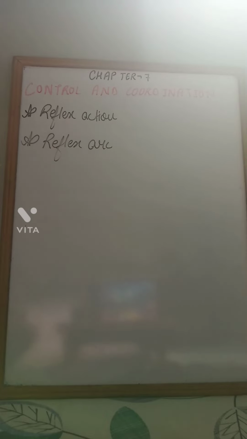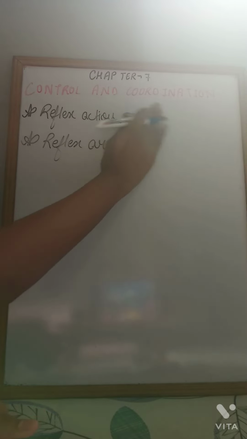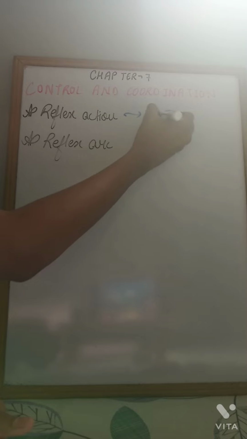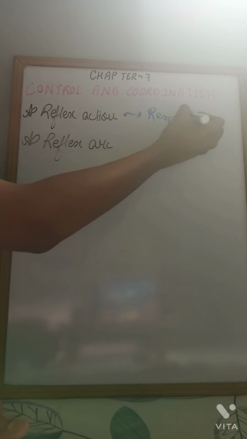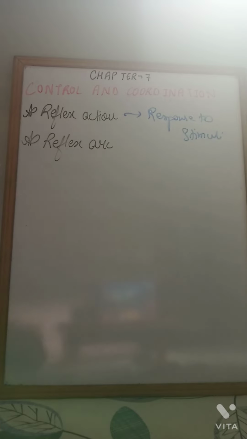Let us understand reflex action and reflex arc. Reflex action is a sudden, involuntary reaction of the body in response to stimuli. Reflex arc is the path followed by an electrical impulse during a reflex action.